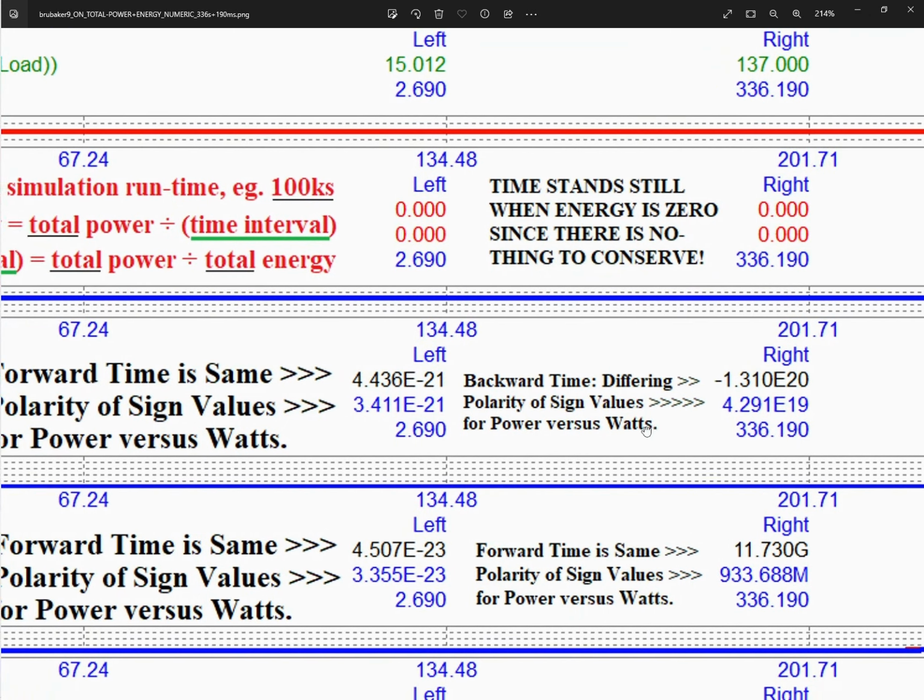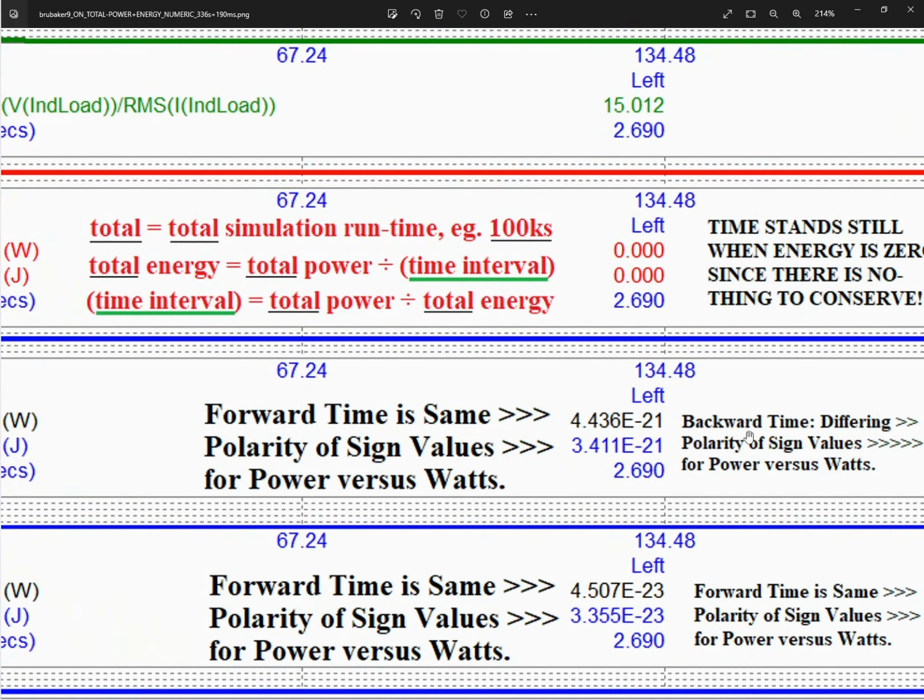Okay. So these are my basic relationships. Total means total simulation runtime, in this case 100,000 seconds.